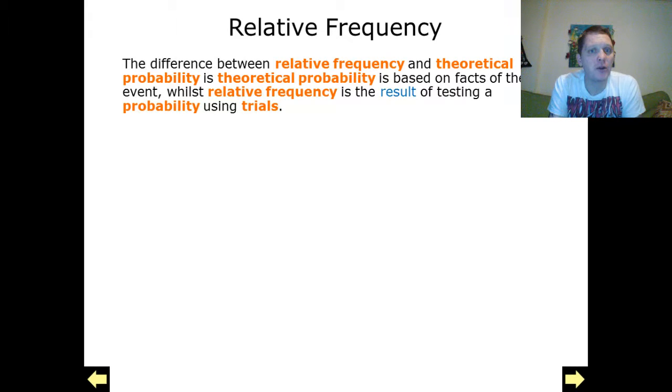So, relative frequency is a bit different to theoretical probability. Theoretical probability is based on what we know of the situation, so we are almost putting theory of what could possibly happen. Relative frequency is actually the probability of an event actually happening, so a real life trial. So this could be a bit different to the theoretical probability on outcomes because of that idea of randomness.